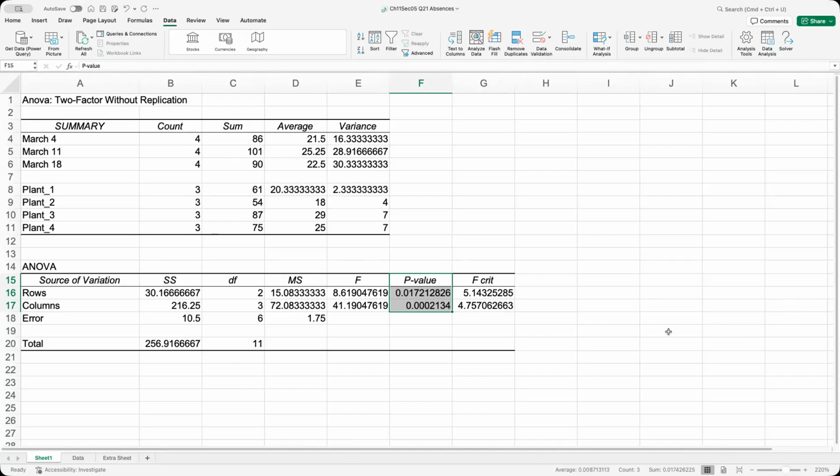If I was doing a randomized block model, then the treatments would be the columns. In that case, the treatments would be which plant matters, and I don't care about the date. I just care about which plant. Now you'll notice which Friday it is versus which plant I'm at. Which one of those matters more?